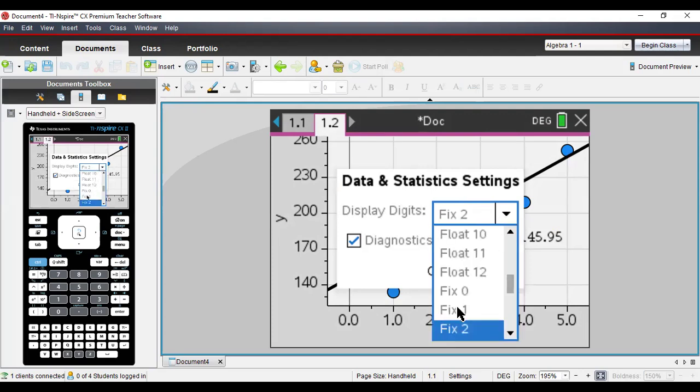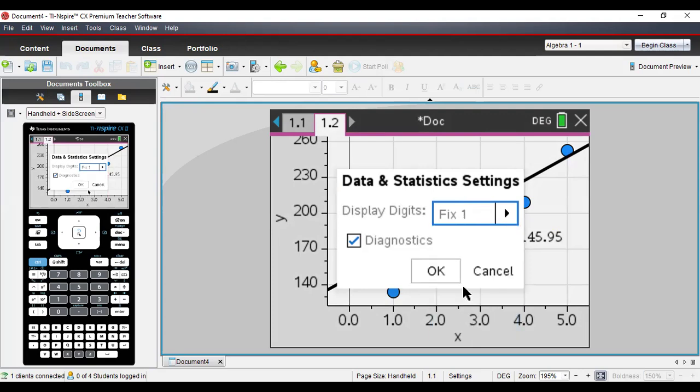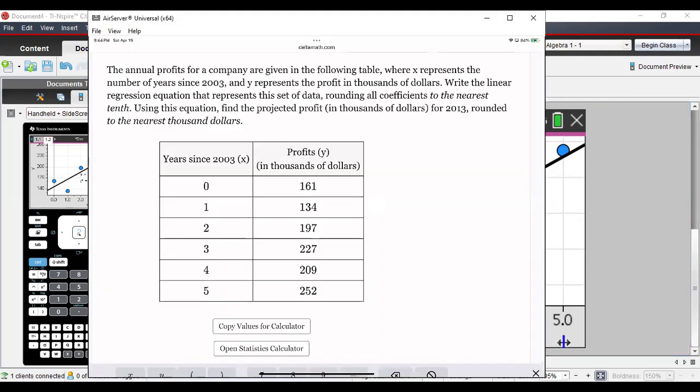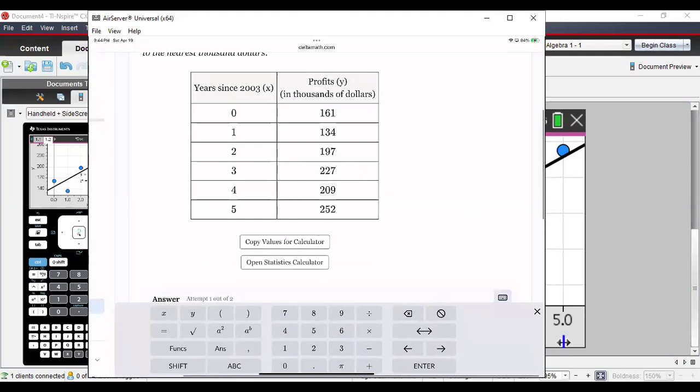We want to change this to Fix 1 because we want to round it to the tenths place. Remember, 10 has 1 zero, so that means we should have 1 decimal when we're done. So Fix 1 will do that. When I press enter, it'll round it for us. So here is my equation: y equals 20.3x plus 146.0. So now what I'm going to do is, first of all, I'm going to enter that equation. Let's get rid of this.